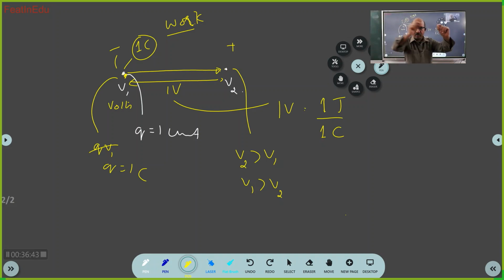If I move it from this point to this point, if this is at higher potential than this, and the potential difference is 1 volt, and if I move 1 coulomb charge from this point to this point, then I will expend 1 joule of energy. Got it?